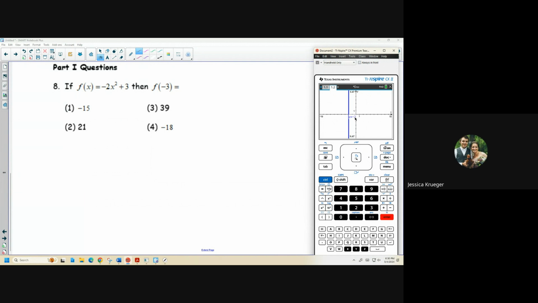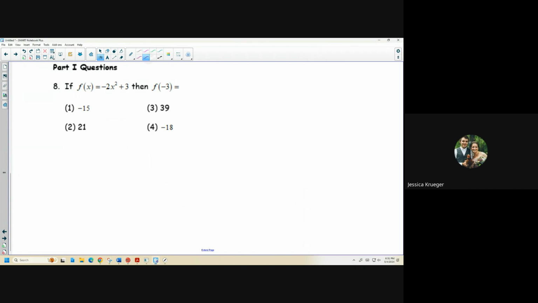So they tell me f of x equals -2x squared plus 3. When we see f of x, it always makes me think of a graph. So I'm going to open a new graph page and I'm going to type this in. -2x squared plus 3. I'm going to hit enter. Now, if I want to find f of -3, this -3 is your x value.